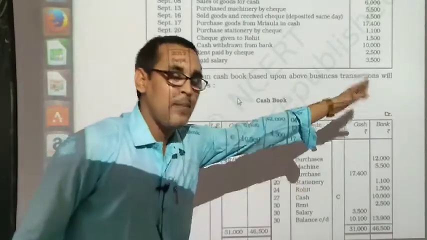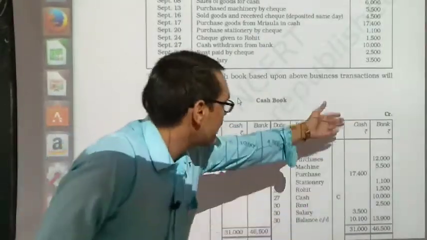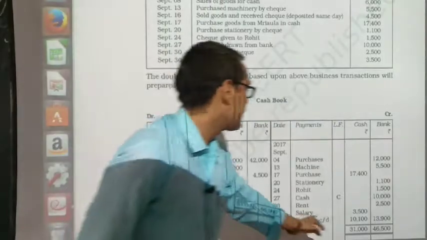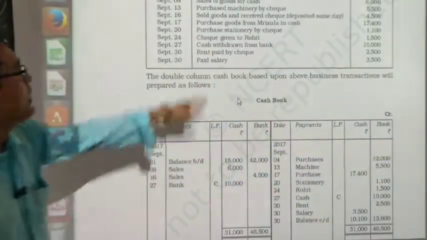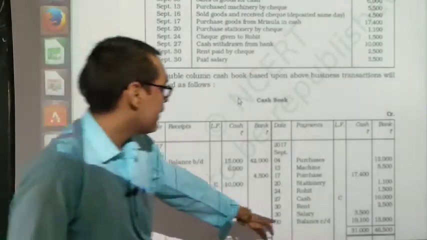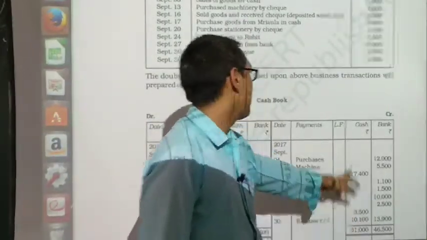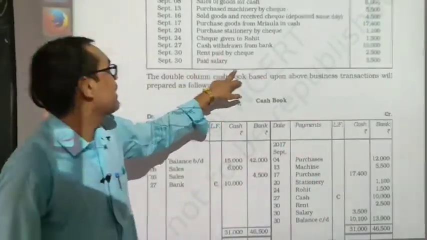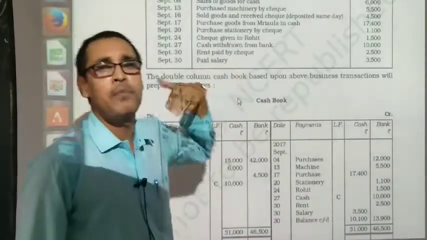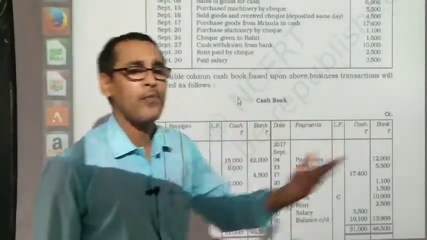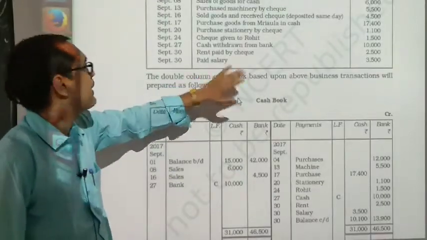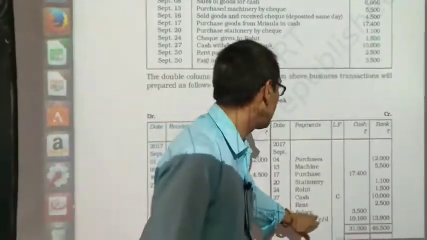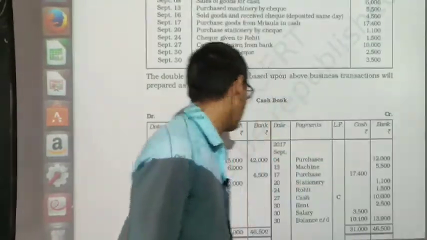Rent paid by check. By rent, the amount is reduced from the bank, that's why bank is reducing. We recorded the rent 2,500 on the credit side of the bank. And now paid salary, by salary 3,500, and nothing is mentioned whether it is paid in cash or from the bank. That's why we assume that it is paid in cash. So we are reducing the cash balance by 3,500.